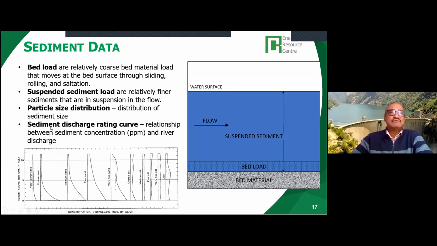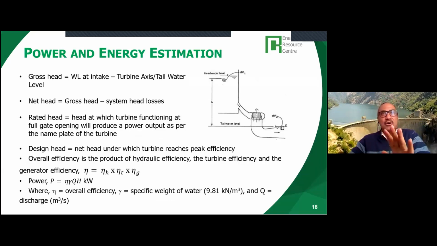So we also have to find out for what flow, what is the concentration of sediment. Sediment concentration is basically given in parts per million or milligram per liter. So this data is also an important part of a hydropower project study and design. Okay. Now, this was the hydrology part.